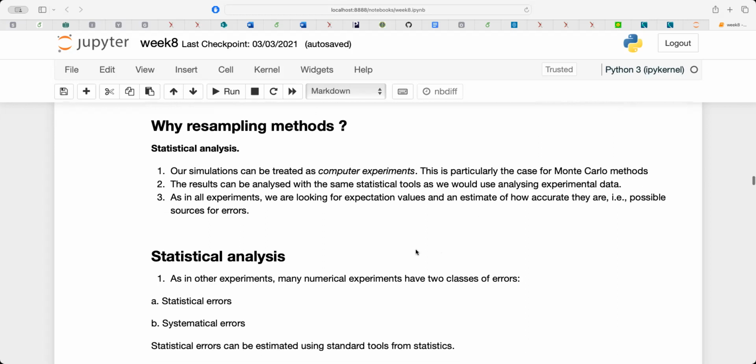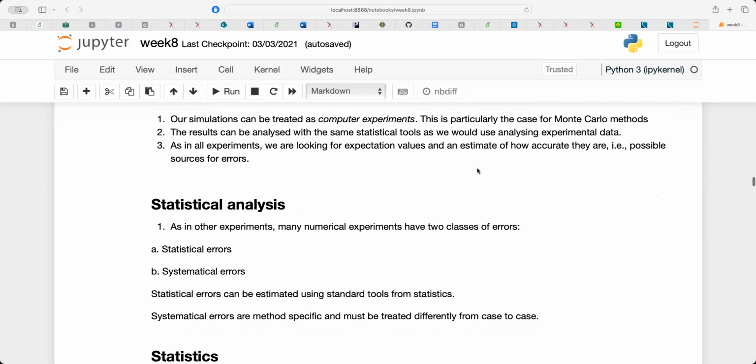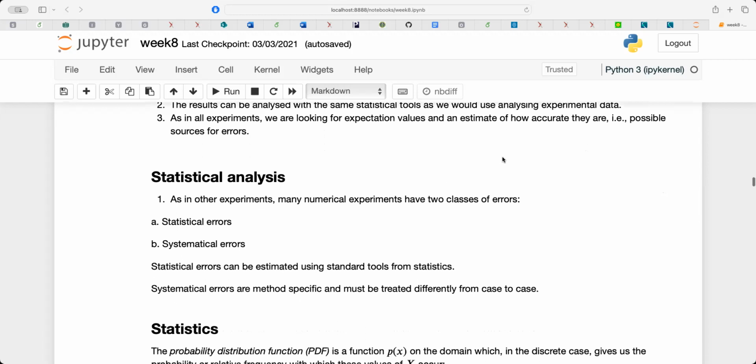The results can be used with the same statistical tools that we would use when you analyze experimental data. So what you're doing now wouldn't be that much different from an analysis of experimental data. An experiment can be many things. It can be a survey, or it can be you running a specific experiment. And we obviously want to measure and find out how accurate they are.